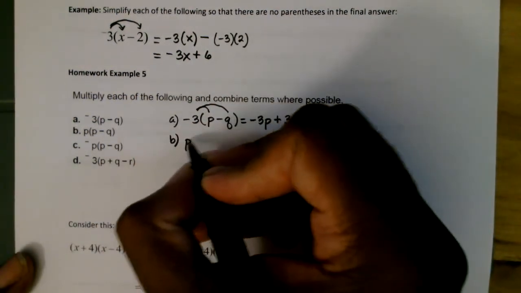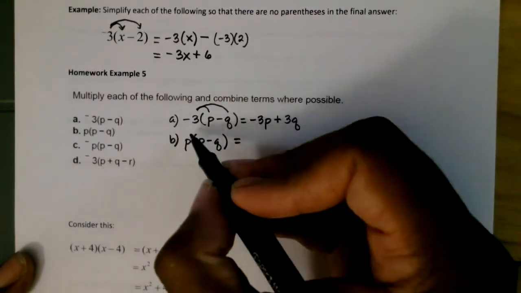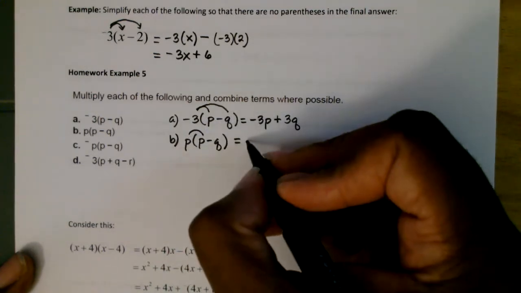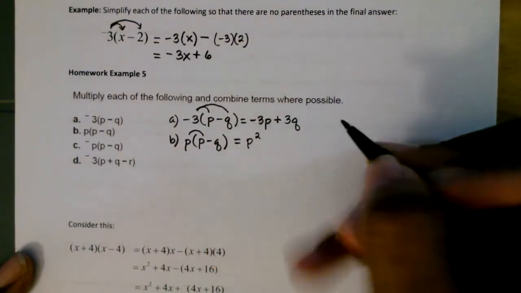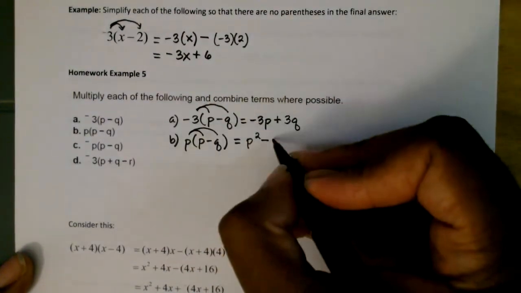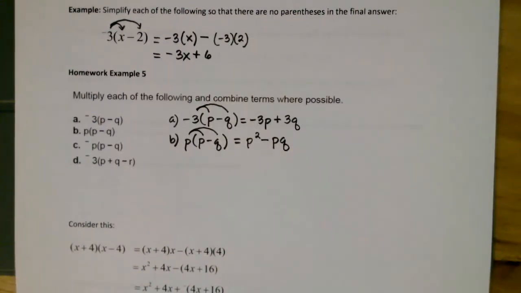Part B, p times the quantity p minus q. Well, using the distributive property, p times p would be p to the second or p squared, and then minus p times q, just say pq. So I end up with p squared minus pq.